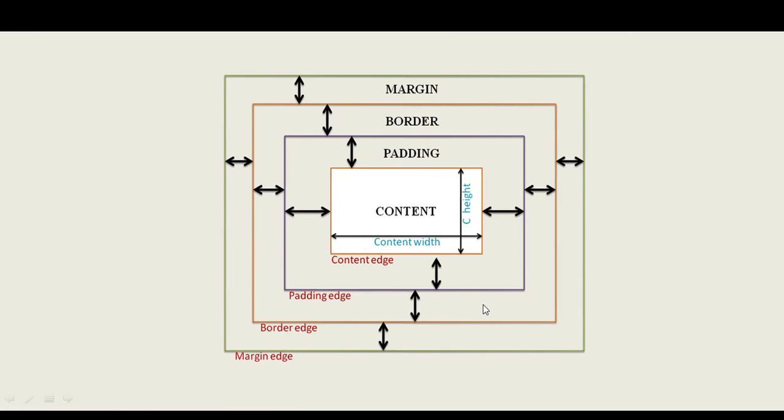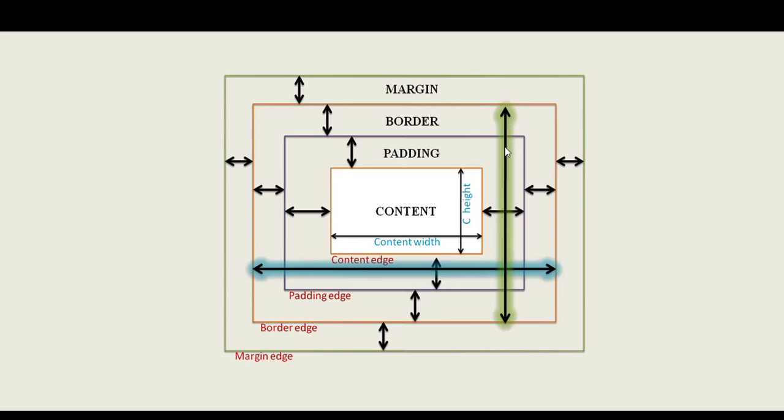By default, the width and height of an element is calculated as width plus padding plus border. This entire thing will be considered as the total width of an actual element. The actual width, both paddings, and the border, this entire thing will be considered as the actual width of an element. And if you consider the height, the content height, the padding and the border will all be considered as the actual height of an element.